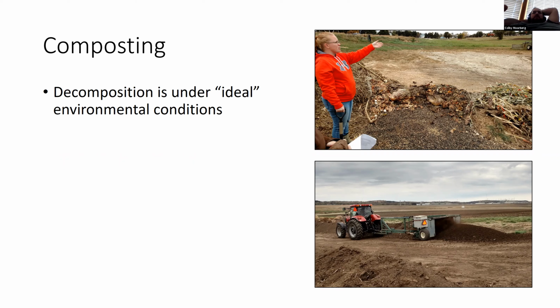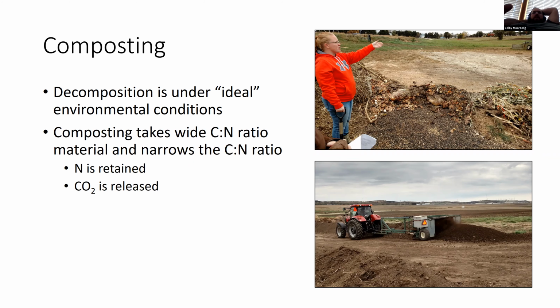Composting is really just decomposition under ideal environmental conditions, so having the right amount of water, right temperatures, and so on. The general idea is that composting takes materials with a wide C/N ratio and narrows that C/N ratio. It's taking a lot of mass, and the microbes are consuming that mass, breathing out CO2, and in the process end up creating a very nutrient-rich product. So nitrogen is retained, carbon dioxide is released, and the end result is a narrower C/N ratio of substrate.